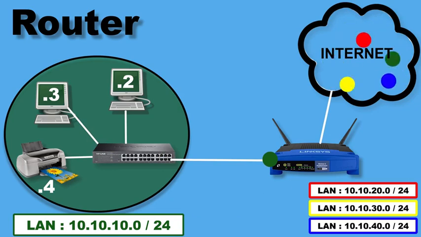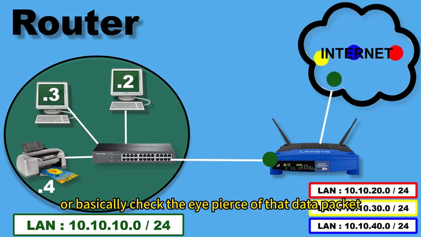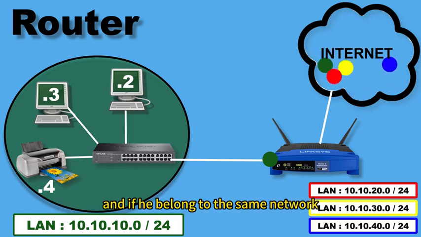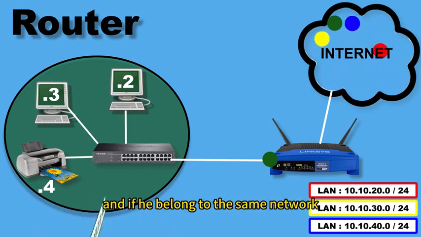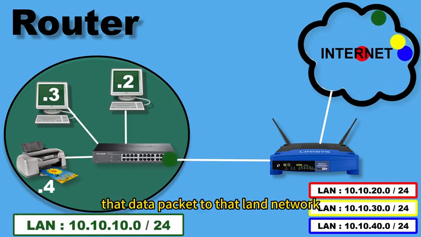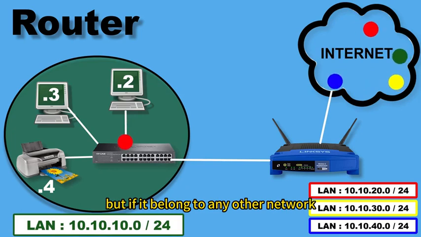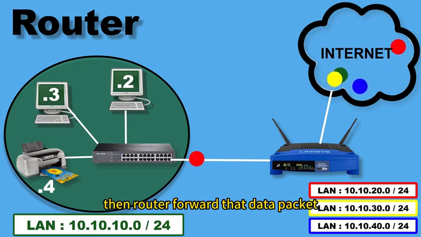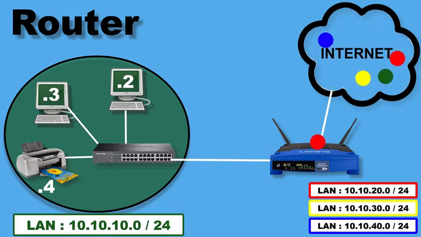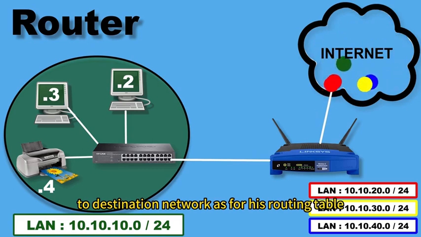What does the router do? The router checks the color, or basically checks the IP address, of that data packet, and if it belongs to the same network, the router bounces that data packet back to the LAN network. But if it belongs to any other network, then the router forwards that data packet to the destination network as per its routing table.